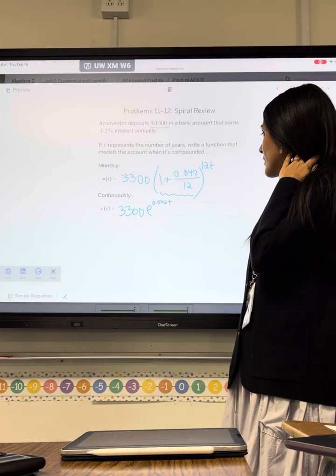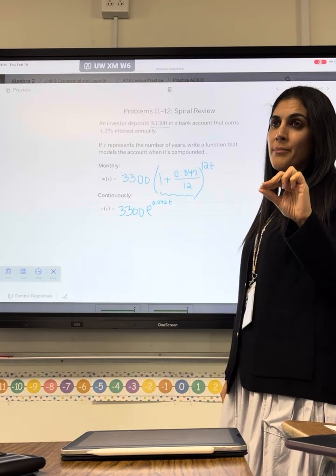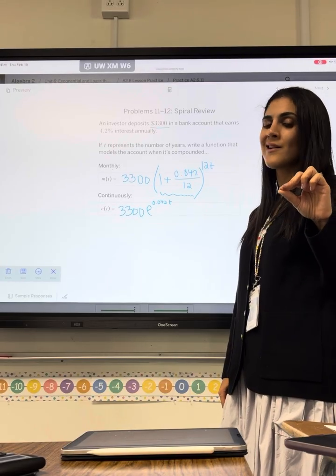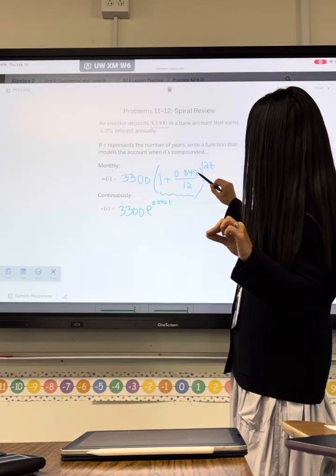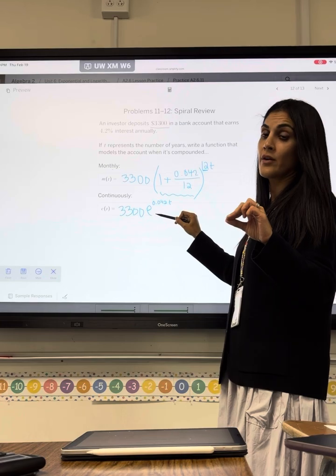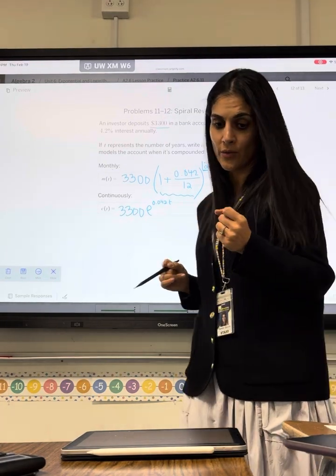Okay, and you guys should find, since we learned that the more you compound, the more growth you get. But we also learned that it's not by much. So if you figure out what this number to the 12th power is, it shouldn't be far off from whatever E to the 0.042 is. It should be pretty close. Okay.